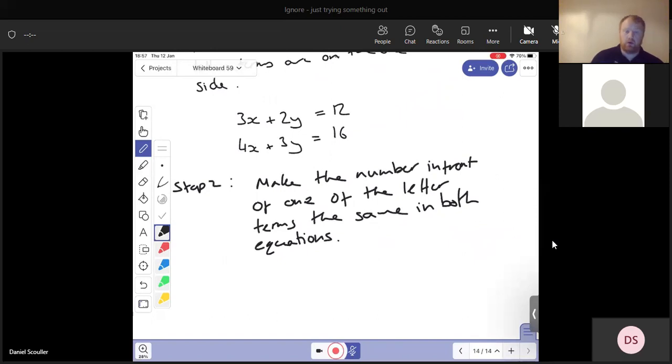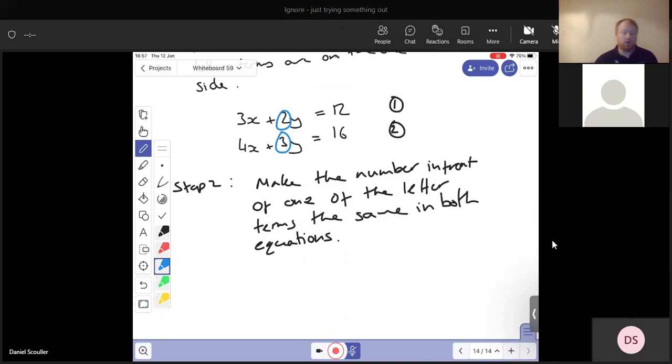So step 2 is using those exact same formulas, those equations, equation 1 and equation 2. I want to make one of the numbers in front of the letter terms the same. So these letter terms, both y's, we want to change that number term to equal the same. And we do that by a process of cross multiplying.